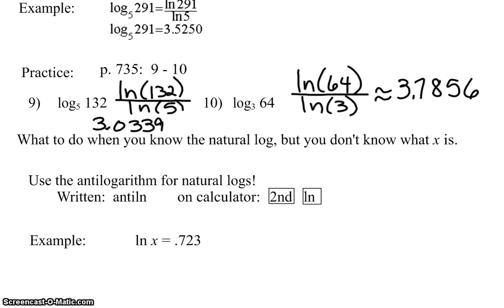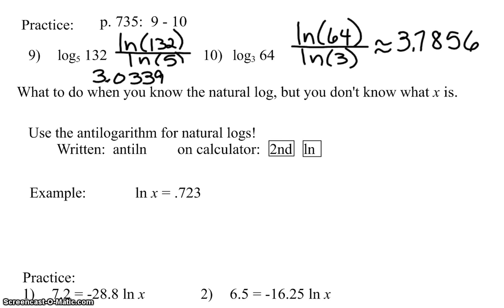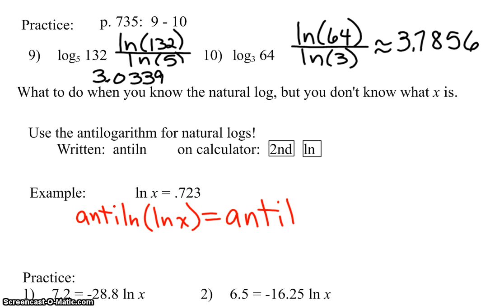Well, you simply use the inverse function on your calculator, or e to the x, which is second and ln. So, it would actually look like this in notation: anti-ln of ln of x equals anti-ln of 0.723, or your result would be x is approximately 2.0606.